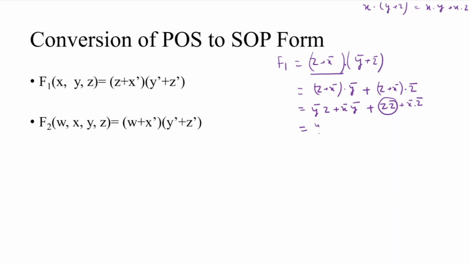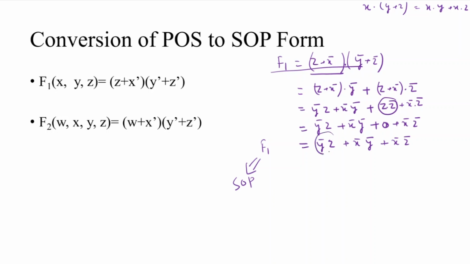So this is also written as y complement z plus x complement y complement plus 0 plus x complement z complement. So when we add 0 with any term, the result is the same as that term. This means this is also equal to y complement z plus x complement y complement plus x complement z complement. Now the function that was in POS form is now in SOP form, because these are minterms, and all the minterms are joined by using a logical OR.